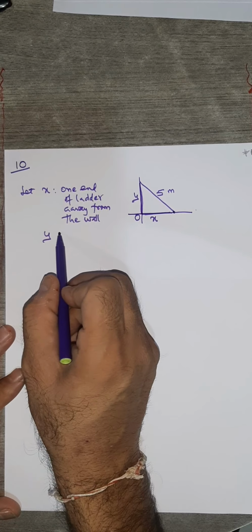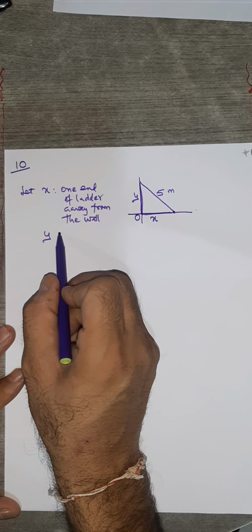Fine, now what is given to you? You read the question, you can see it is given that the bottom of the ladder, that is this, is pulled along the ground. That means there is a change in X. And therefore you are given that the change in X with respect to time is 2 centimeter per second.